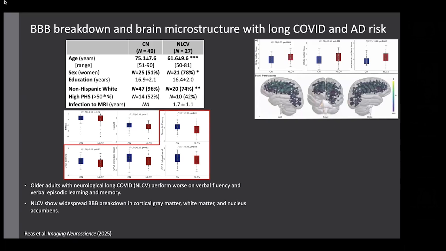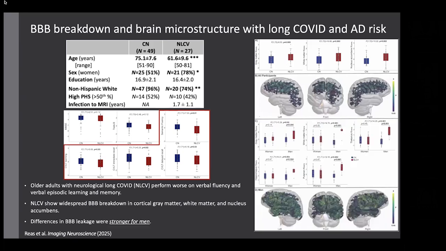We looked at sex interactions with the hypothesis that women would be more likely to show this long COVID-related blood-brain barrier breakdown, based on the findings that women are more susceptible to long COVID and AD. To our surprise, we found the opposite, that only men showed this long COVID-related blood-brain barrier breakdown, and it was really widespread throughout the whole brain.